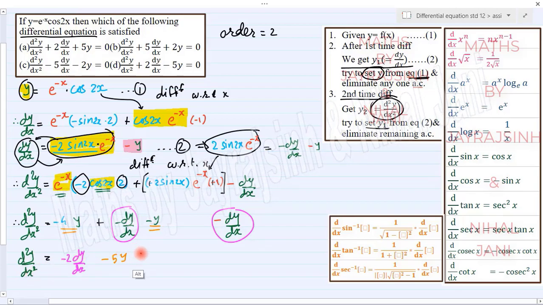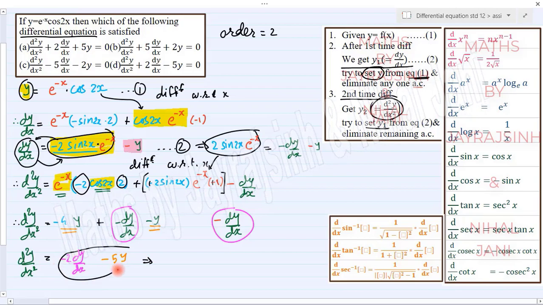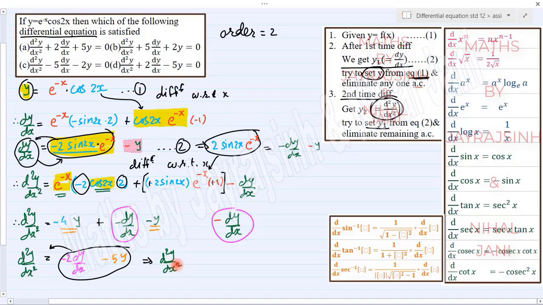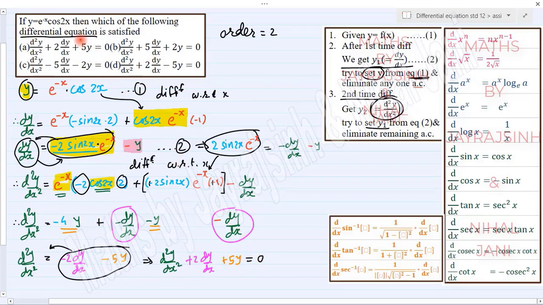So here we'll get d square y by dx square. Now to get our answer, we just have to take these two terms on the left side. So we will get d square y by dx square plus 2 dy by dx plus 5y is equal to 0, which is given in option A. Ta-da!